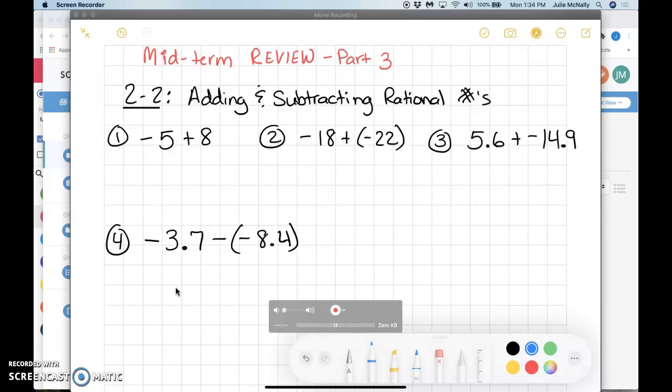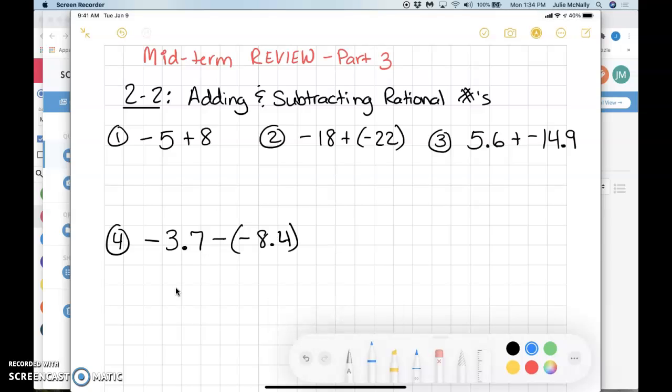Okay, so number one, this is adding and subtracting rational numbers. Rational numbers, again, are either decimals or fractions. I didn't put any adding and subtracting of fractions on your exam, just decimals. So you have to remember your rules about integers. When you add and subtract integers, if the signs are the same, you add. And if the signs are different, you subtract. So -5 plus 8 is what?